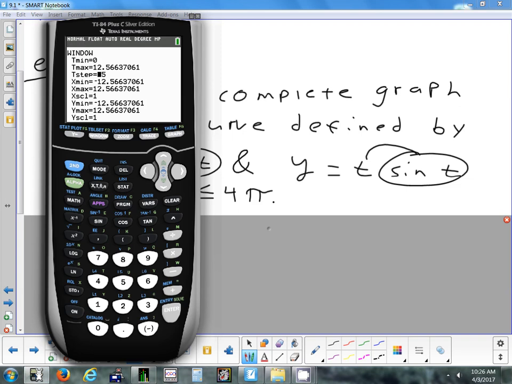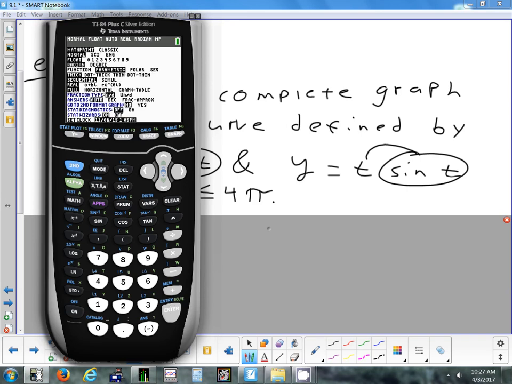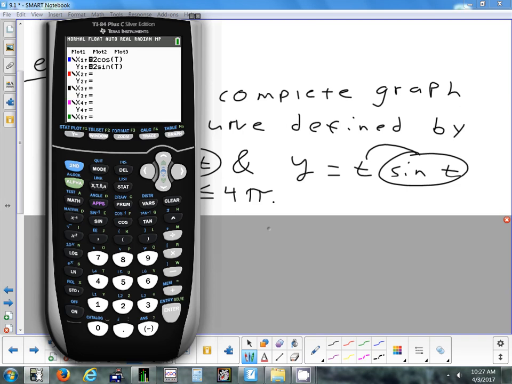Anything else I need to adjust? Your t-step, maybe? Yeah, t-step I would go by 0.1. That's probably pretty good. Yep, I need to put it back to radians. The x's and y's are the same, so I've got everything set on my window, but I haven't typed the formulas in yet.